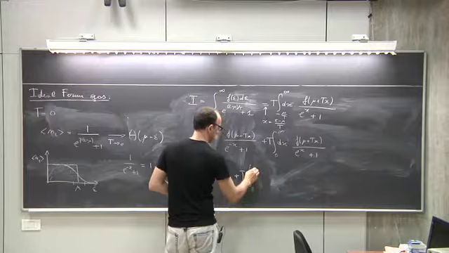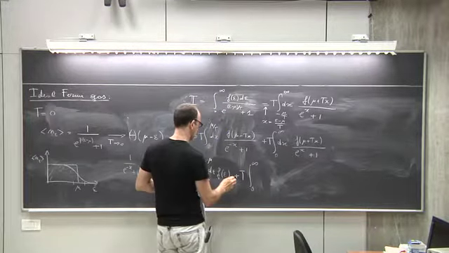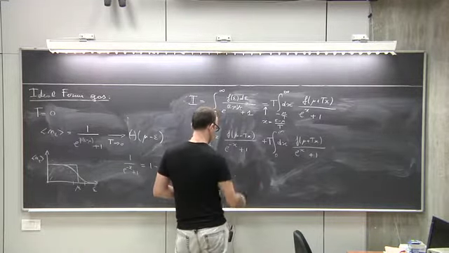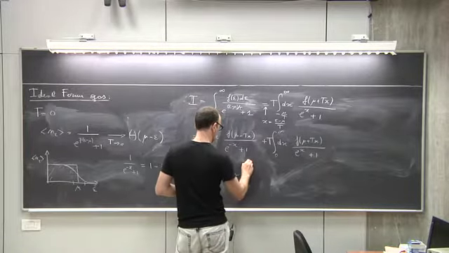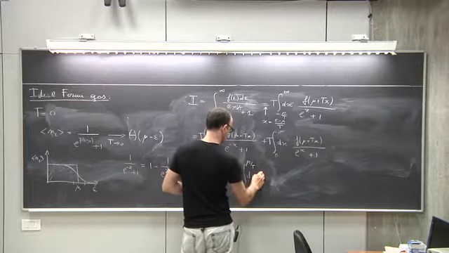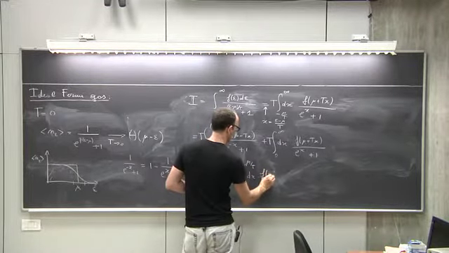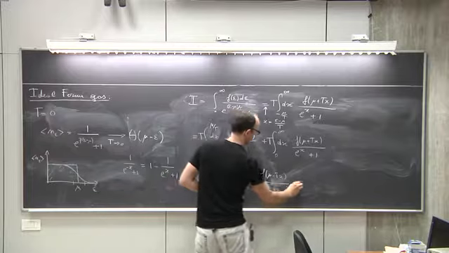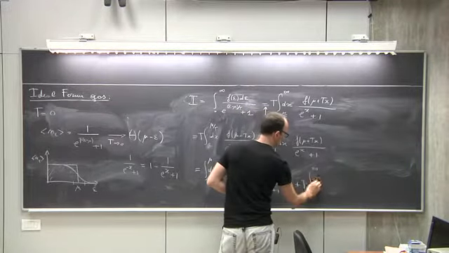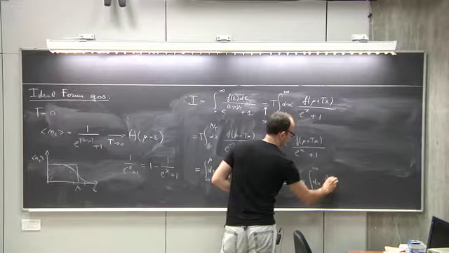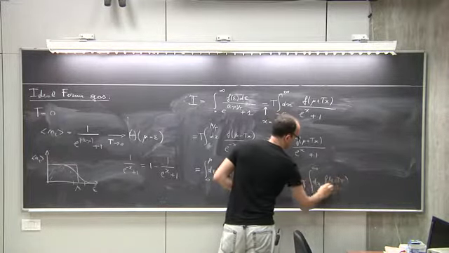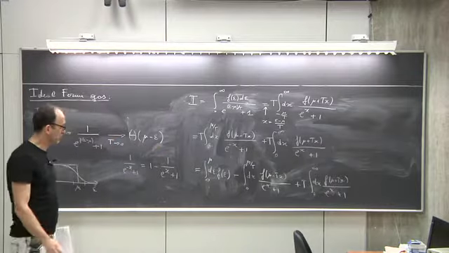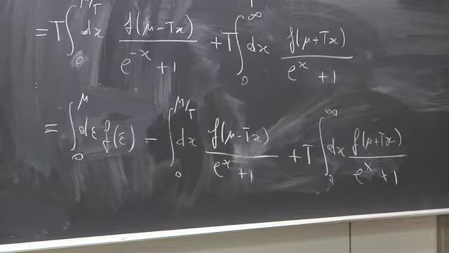So let me write it explicitly. Minus integral from 0 to μ over t dx f of μ minus tx over e to the x plus 1, plus the other integral from 0 to infinity dx f of μ plus tx over e to the x plus 1. Okay, so this is exact up to now. We have not done any approximation.